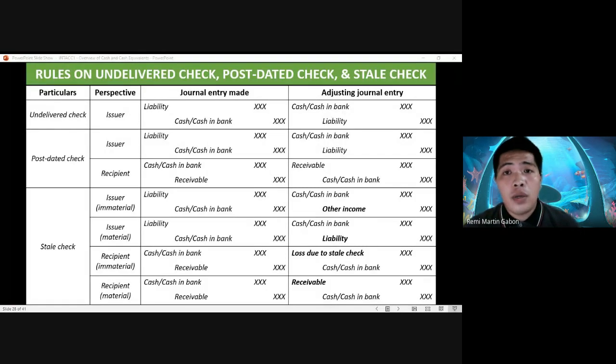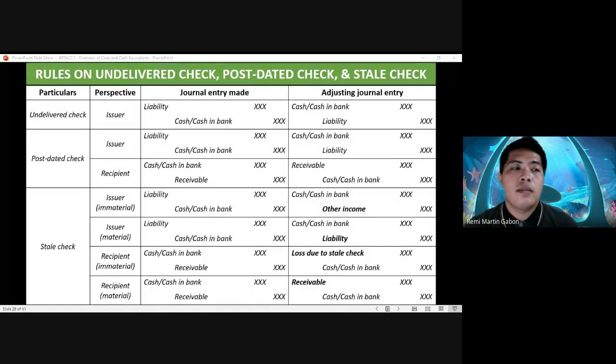So per record, we make payment. But in the actual sense, no cash outflow na nangyari. So therefore, no actual payment. So to do that, yung initial entry na debit liability and credit cash or cash in bank, we need to reverse to nullify the effect of payment. Okay? So debit cash or cash in bank, and credit liability.